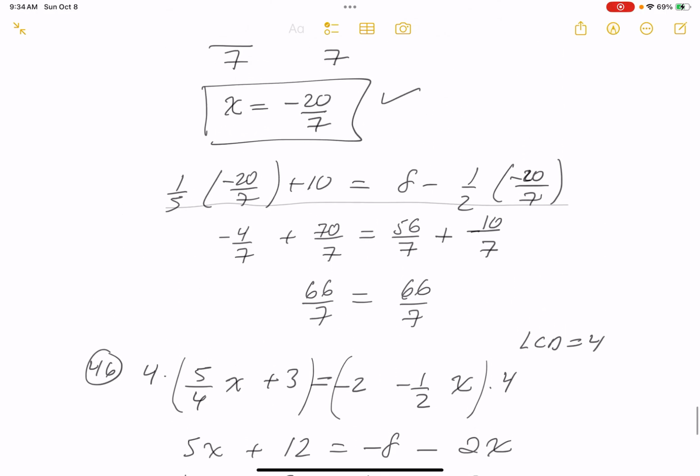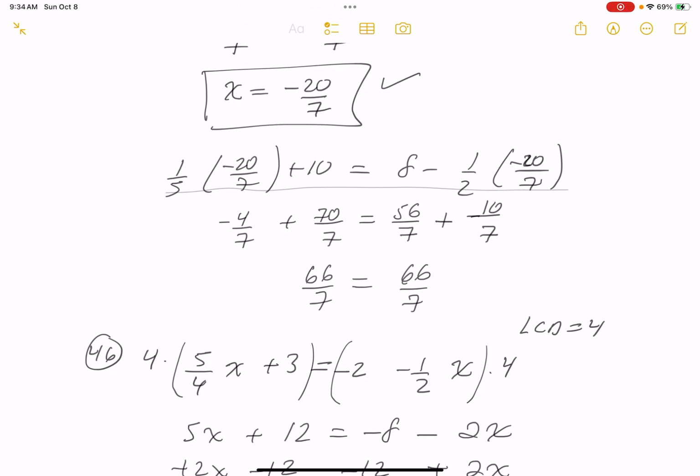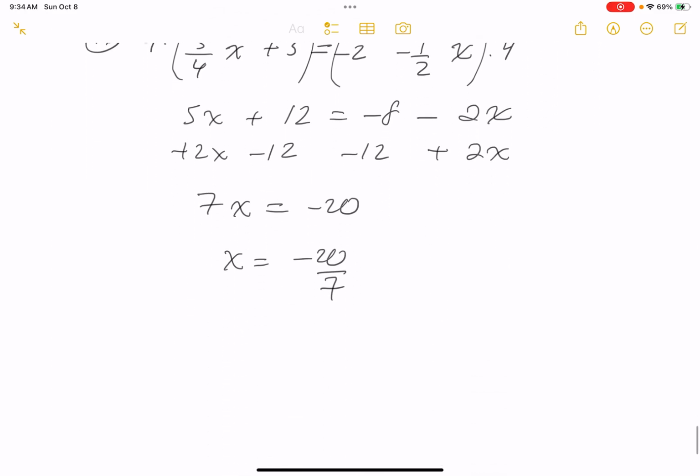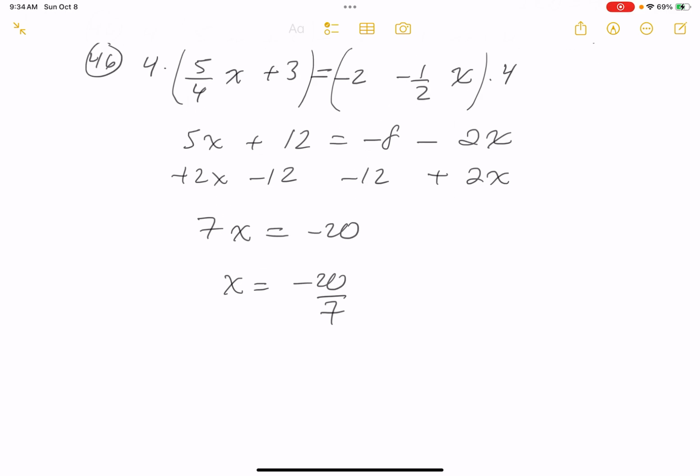Did I just do that? 45 and 46, are they the same questions? No, they're not the same question, but sure, they got the same answer, didn't they? Let's take a look at that. And I'll go back to the original one, which is, again, number 46. Let me look at it. It's 5/4. I'll write this down for you. We're going to check it. Minus 20 over 7. And then plus 3 equals minus 2 minus 1/2 times minus 20 over 7.